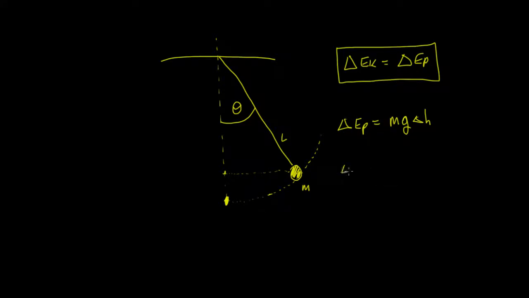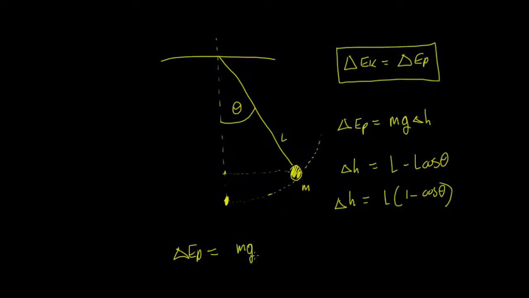So that delta H is going to equal the length of that pendulum, L, minus this length here. Now that length there is just going to be L cos theta. So delta H, we take out the common factor of L, it's going to be L(1 minus cos theta). So we can say then that the change in the potential energy of the system is going to be equal to mass times gravity times L(1 minus cos theta). Okay, so we can call that equation number 1.